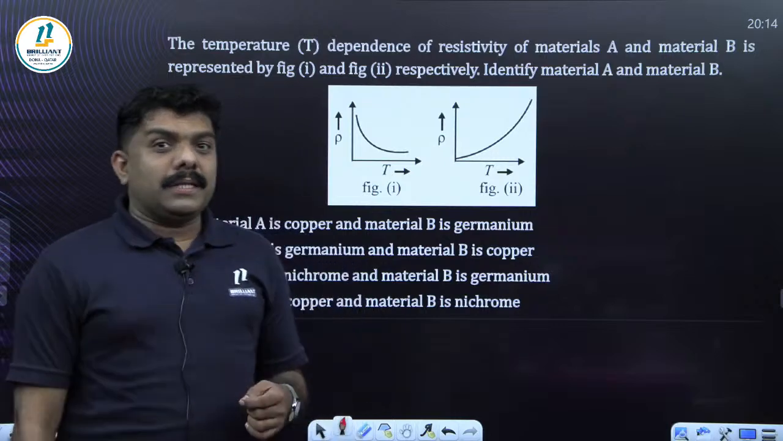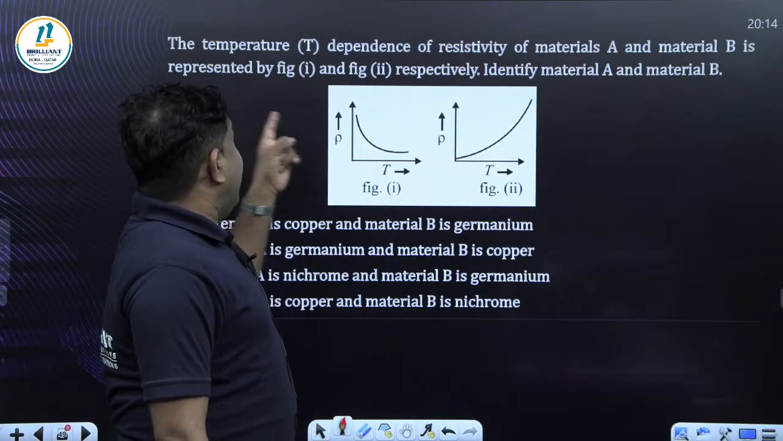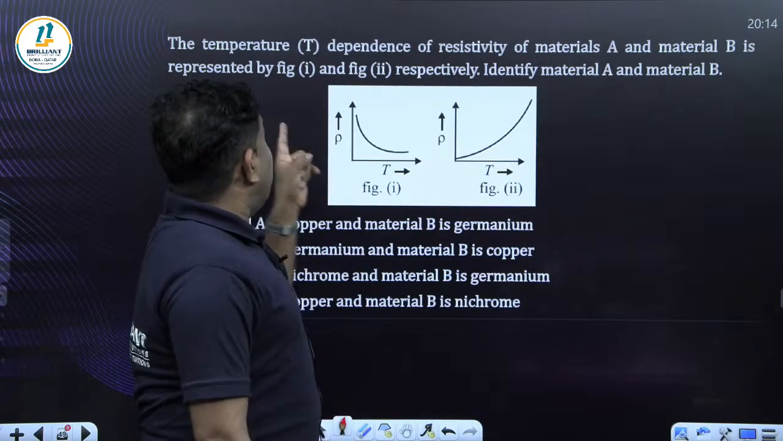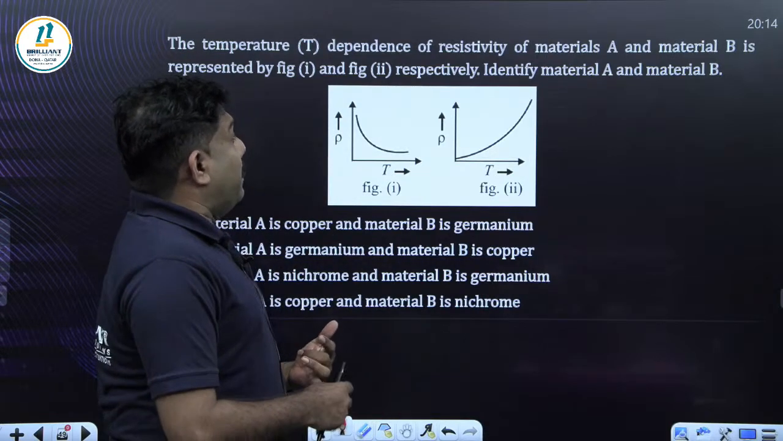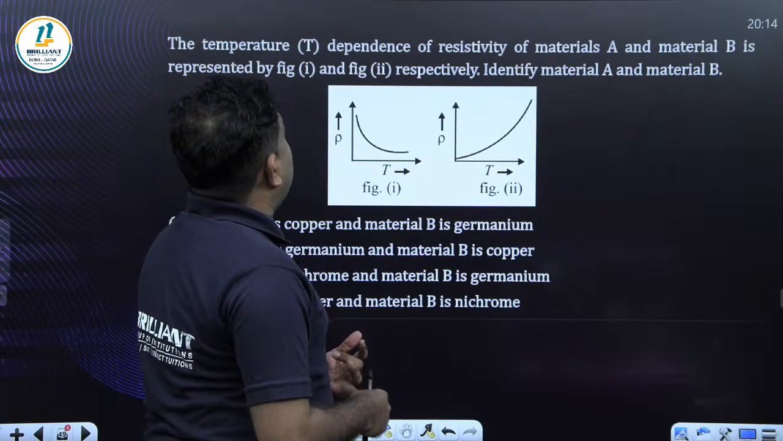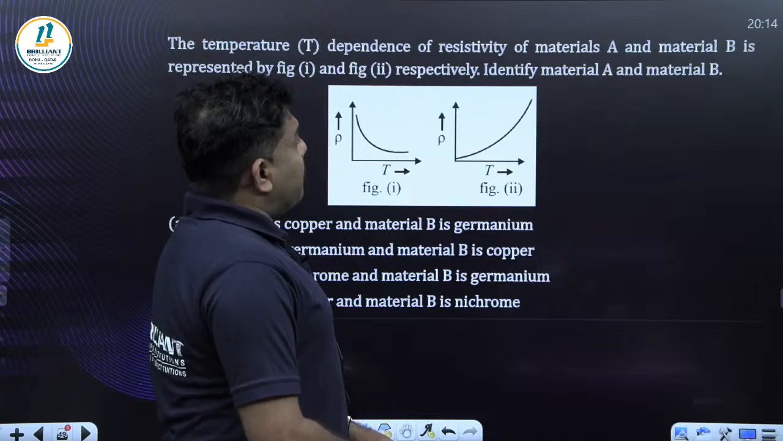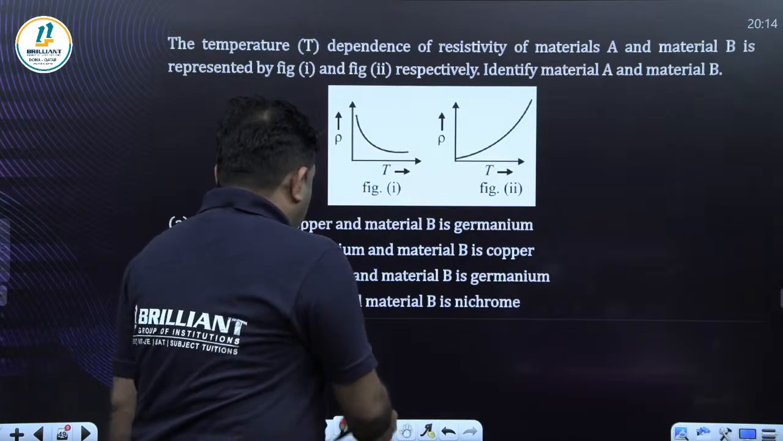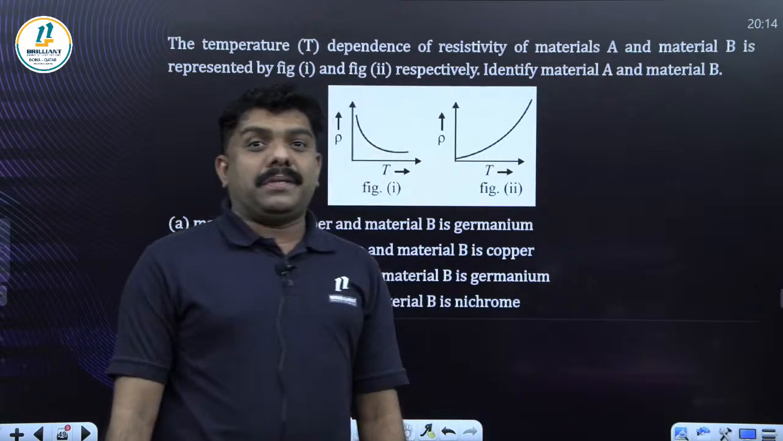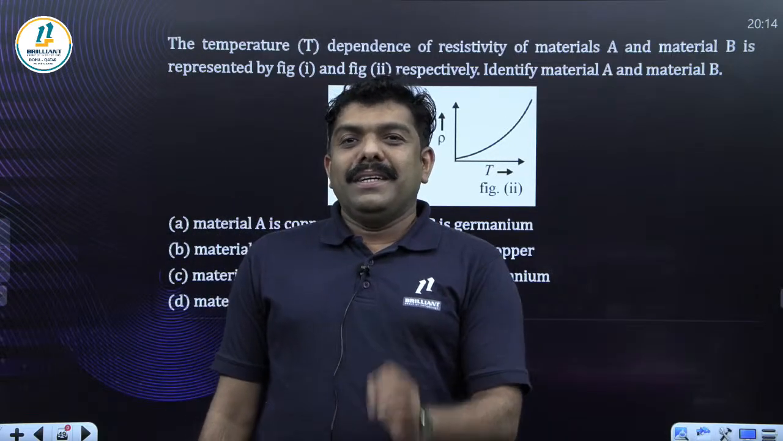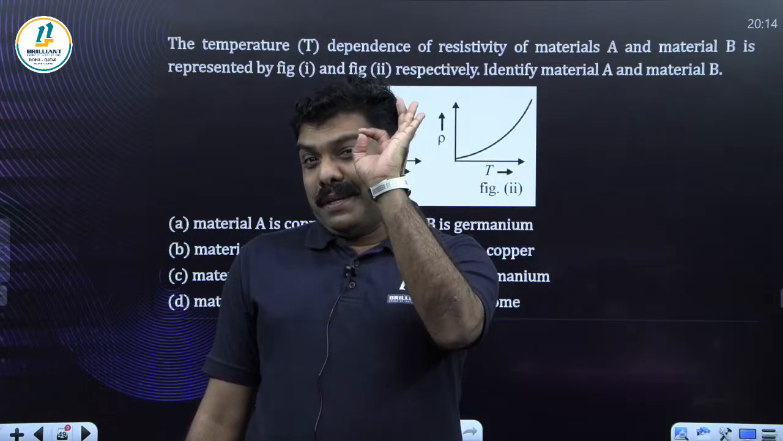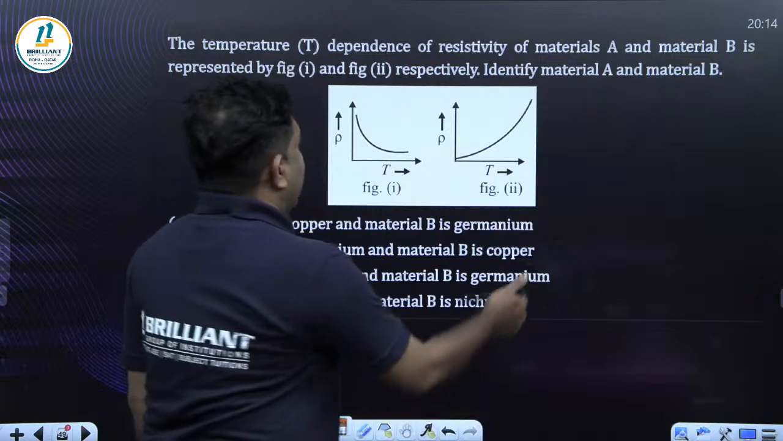This first question is based on the resistivity versus temperature idea. The temperature dependence of resistivity of material A and material B is represented by figure 1 and figure 2 respectively. Identify material A and material B. In the NCERT textbook, when considering resistivity variation, there are 3 graphs, and these 3 graphs are very, very important. What is the graph now?